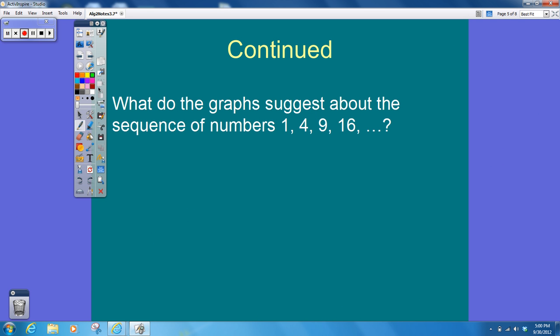Maybe. What do those graphs, if I was to graph those, what is that going to suggest about that sequence of numbers? What they wanted you to get here is you could express them using two different formulas. You could express the sequence in two different ways.